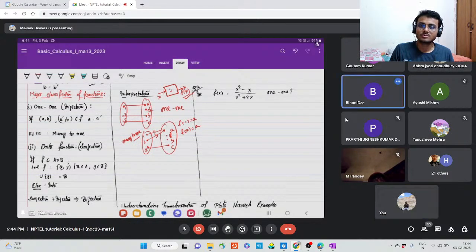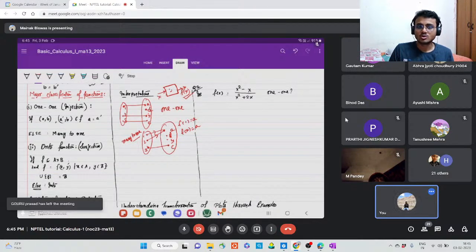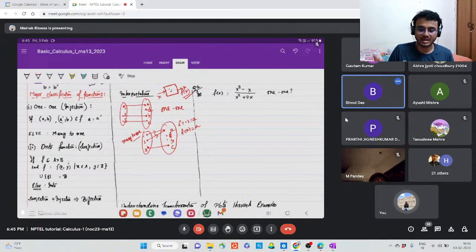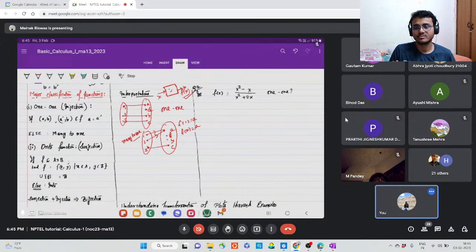Okay. Yes, sir. So for many values you're getting the same output from the machine. That's it. So that will be many to 1. Yes, many to 1. One to many is not possible, as we have told, because for a particular value of A there can be only one B. You can't have many B's for a particular value of A.